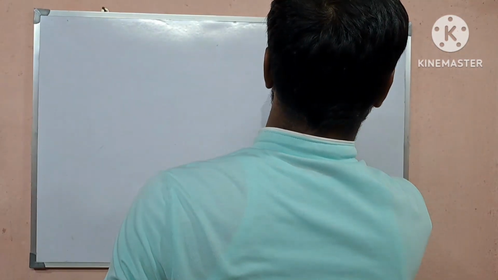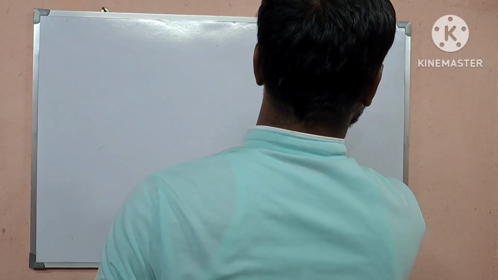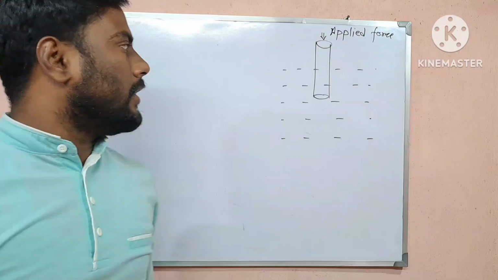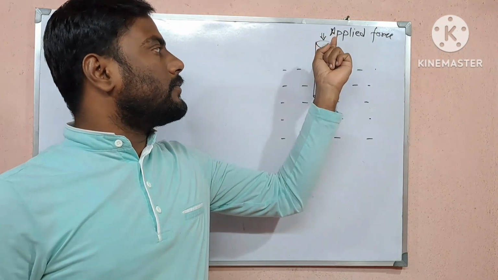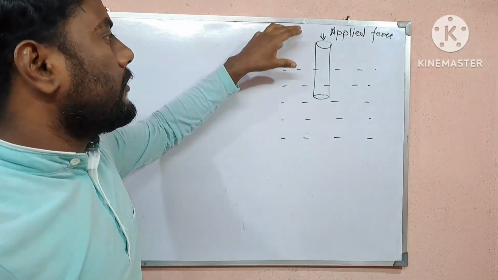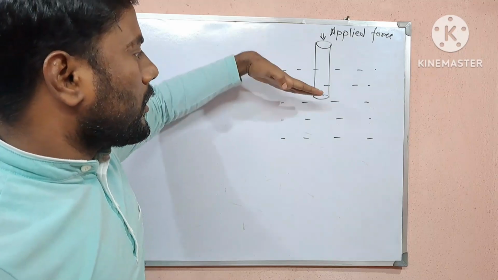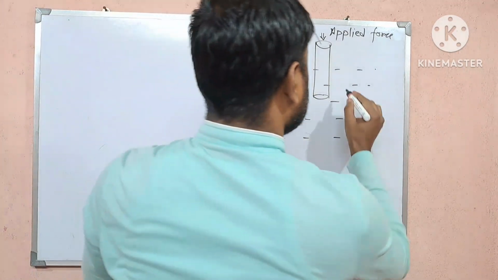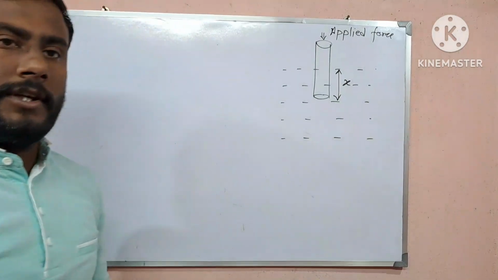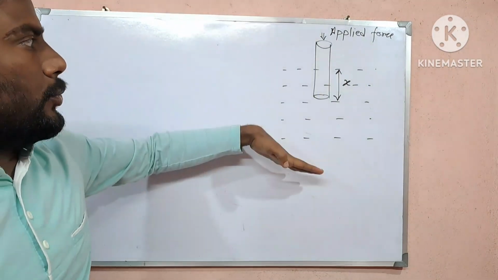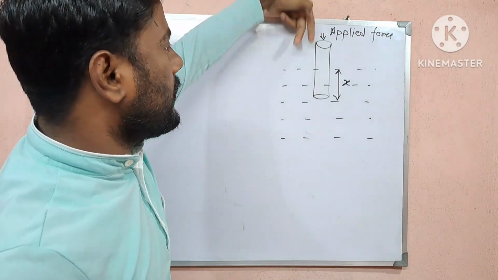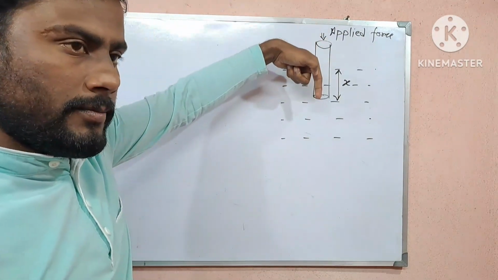Just imagine that this is the liquid and this is basically the cylinder. Now consider some applied force is acting on the cylinder. As a result, its displacement towards the liquid is x. Let us consider x is the displacement of the cylinder inside the liquid due to this applied force. So what is the direction of displacement here? This is the direction of displacement.